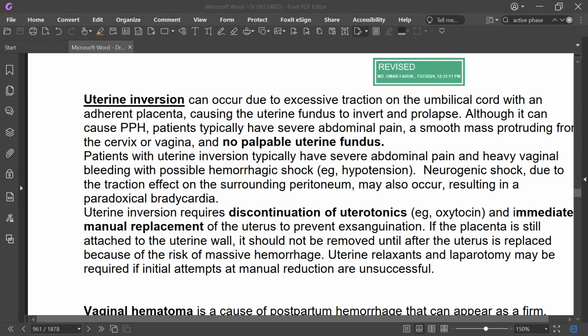Assalamu alaikum. Now, uterine inversion. It's a continuous series of videos regarding obstetrics. Start with this uterine inversion.